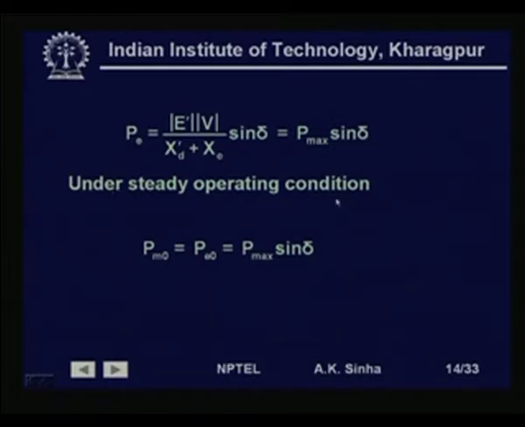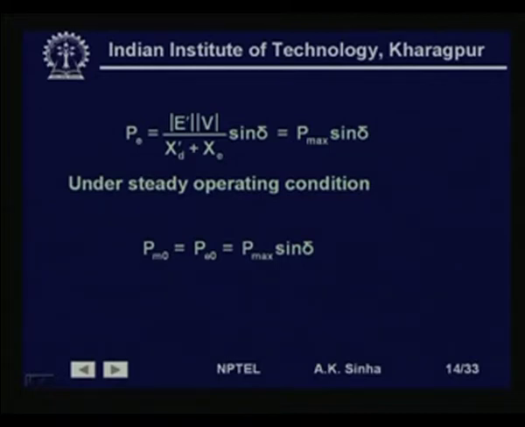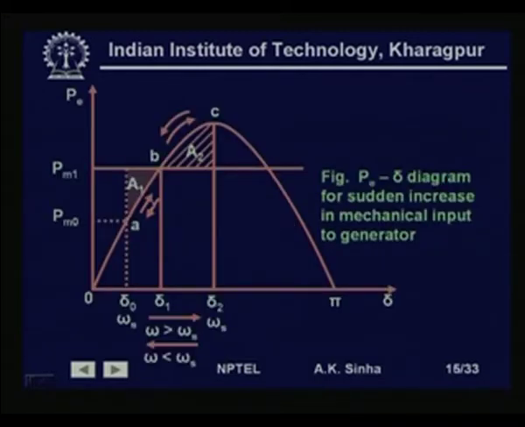Now, under steady operating condition, that is under the initial operating condition, when we had not changed the mechanical input, mechanical input and electrical output were equal and the system was running at synchronous speed. So, P m 0 is equal to P E 0 at the initial operating condition, and this is equal to P max sin delta 0. So, P m 0 is equal to P E 0 is equal to P max sin delta 0 at the initial operating point.